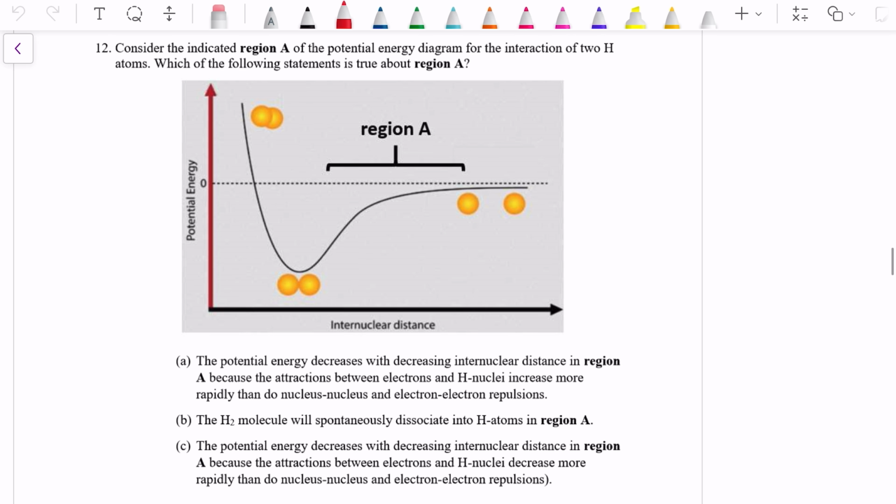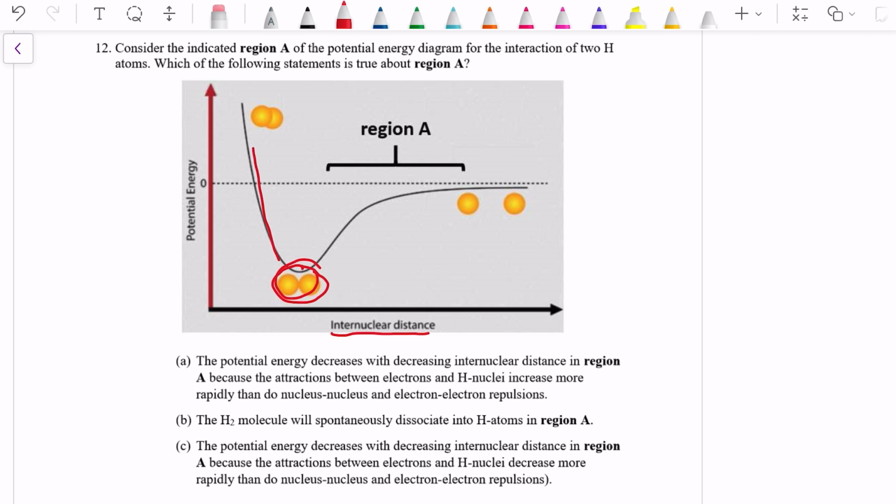12. Consider the indicated region A of the potential energy diagram for the interaction of two hydrogen atoms. Which one of the following statements is true about region A? Okay, so first, we have internuclear distance. So this is the lowest potential energy. When we have diatomic hydrogen, this is kind of where they're going to exist.